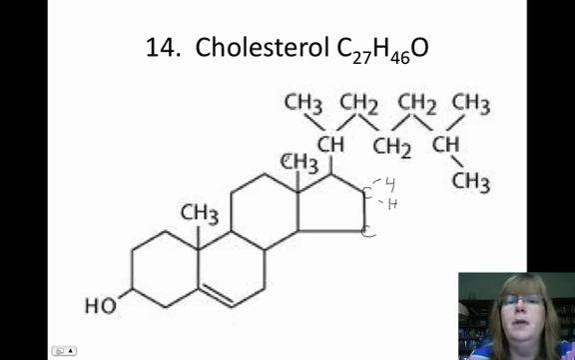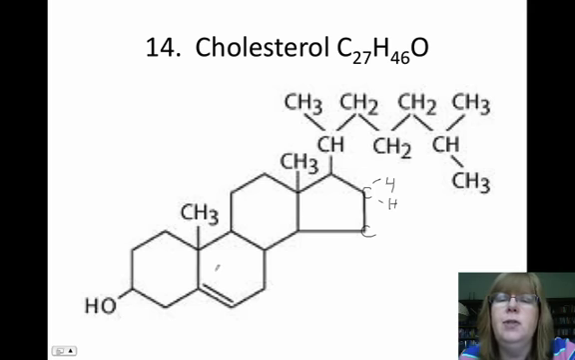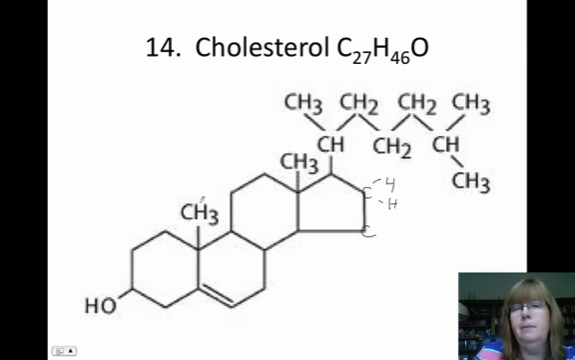But anyway, we're not going to go through all this. This is a pretty complex structure, cholesterol. This is what can clog arteries. And the formula is C27H46O. So is it a compound, an element, or a mixture?